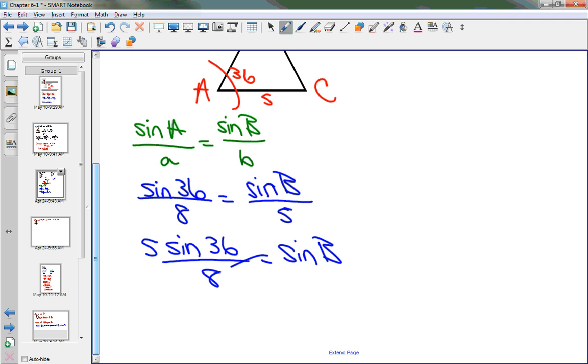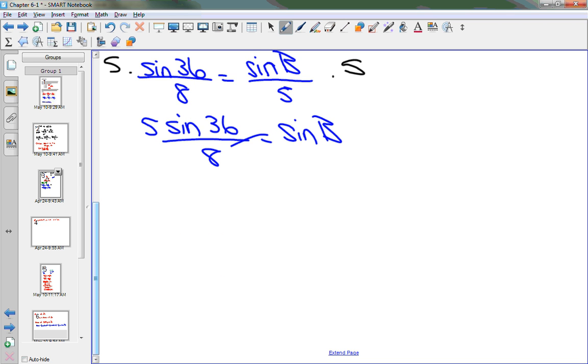Where'd the 8 go? The 8's there. If you cross multiply, or you just multiply by what you want to get rid of, which is the 5. If you want to cross multiply, you can do it in 2 steps. I do it in 1 step. You want to do it in 2 steps, you have a jolly good time doing it. Now, I need to find B.